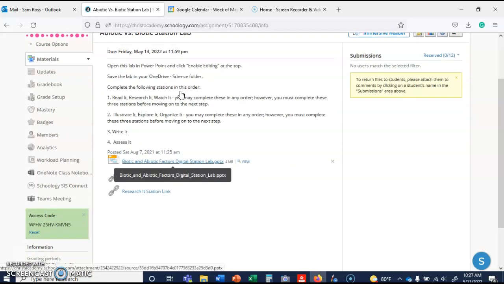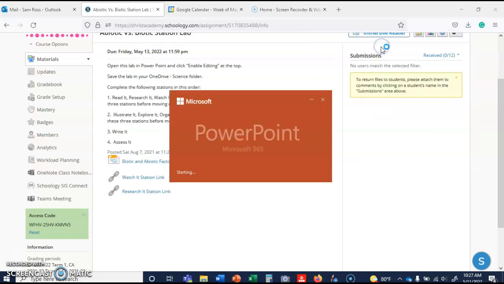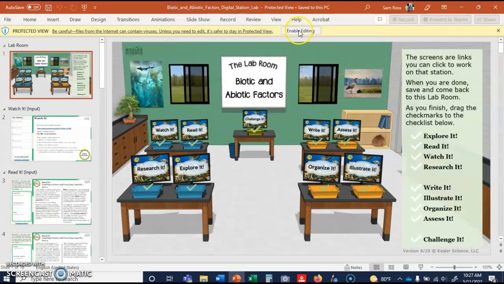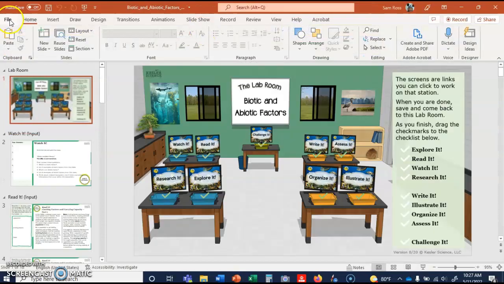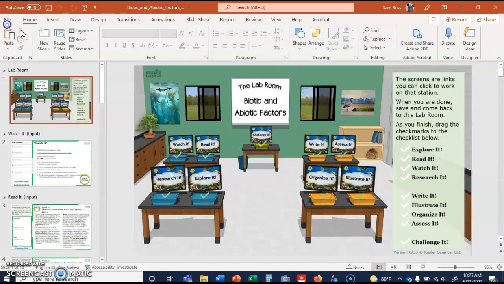Here you'll see here's the lab in PowerPoint, and then I have the Watch It link and the Research It link. There's actually a Research It Part 1 and Part 2. This is the link for both of those. So let's go ahead and click on this. Open it up. So I click Enable Editing, and then I go over to File and Save As, and you put it in your OneDrive.